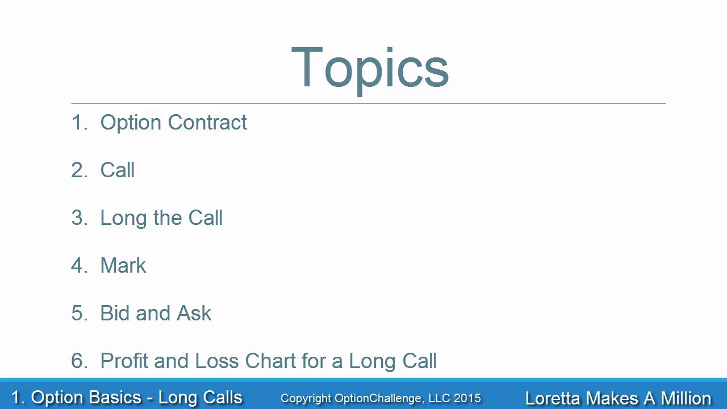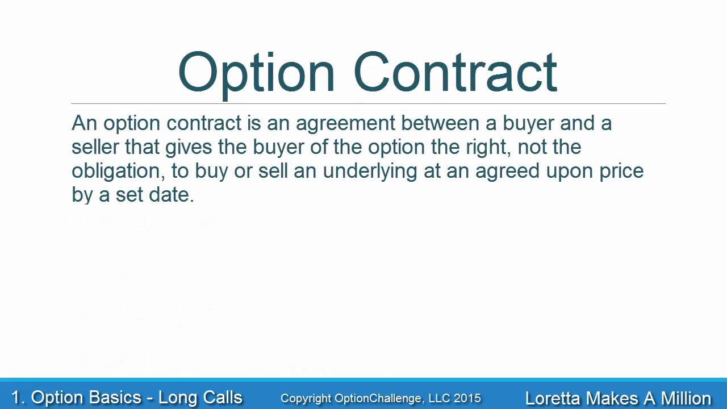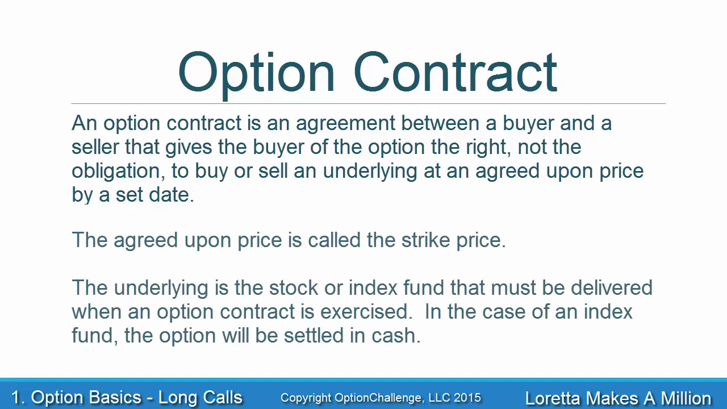Let's begin. What is an option contract? An option contract is an agreement between a buyer and a seller that gives the buyer of the option the right, not the obligation, to buy or sell an underlying at an agreed upon price by a set date. The agreed upon price is called the strike price.